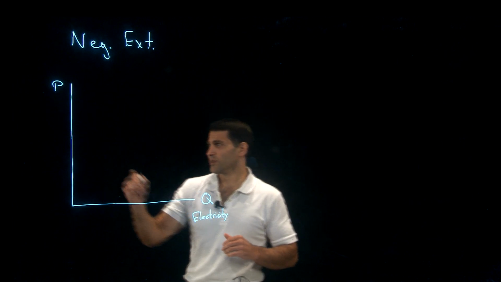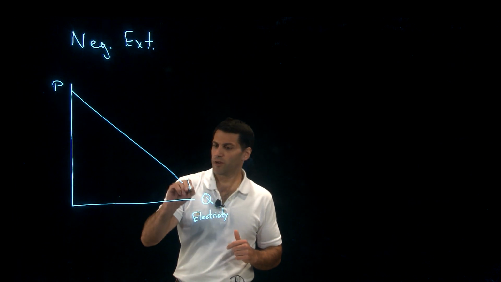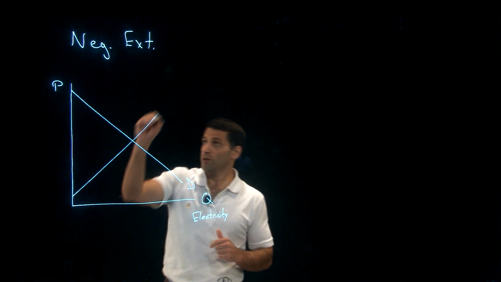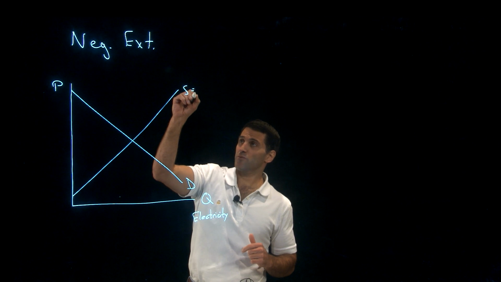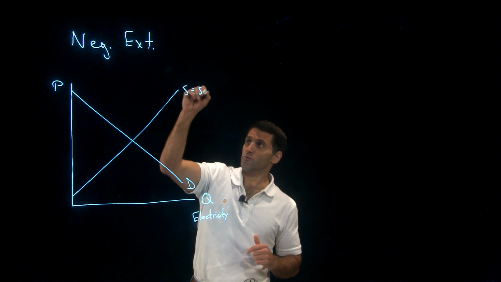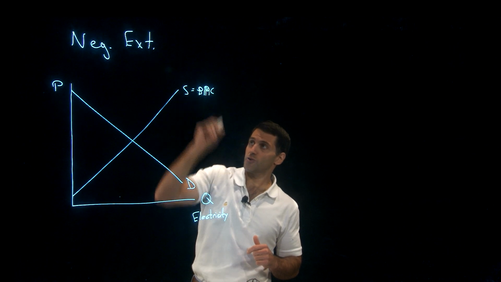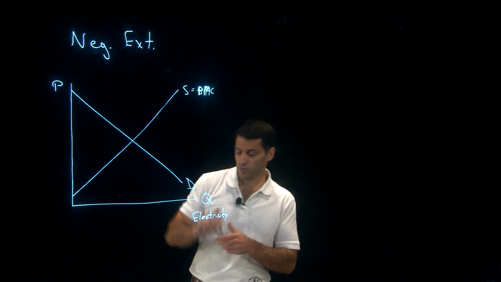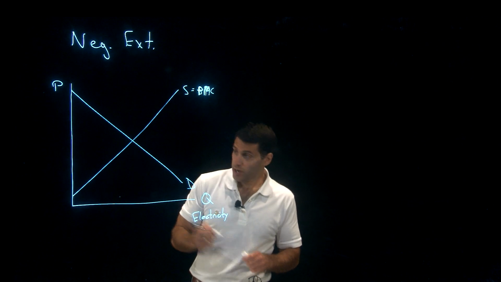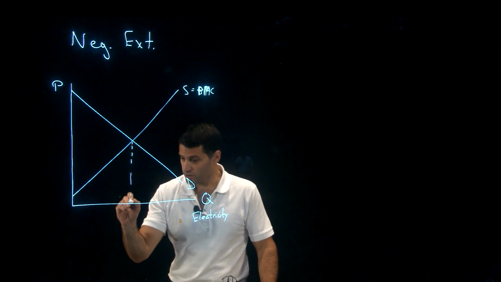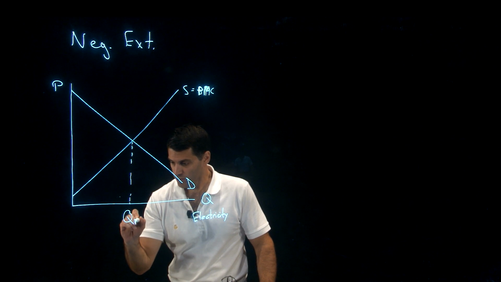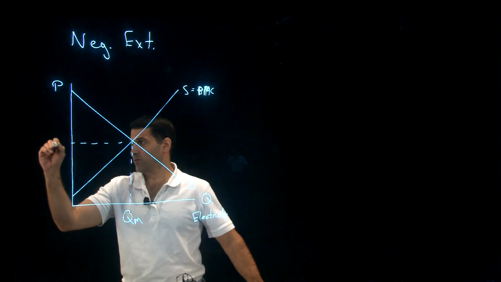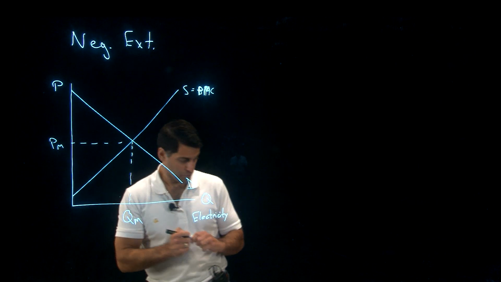Okay. So again, we draw our demand curve, and then our supply curve that represents the private marginal cost. And the market, as we said, is going to produce quantity QM, and we'll have a market price of PM.